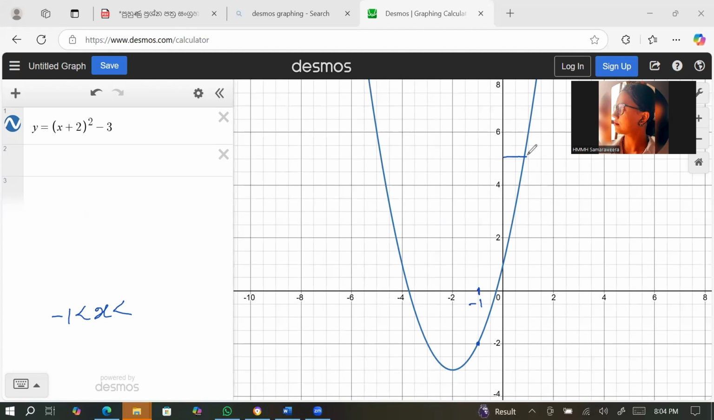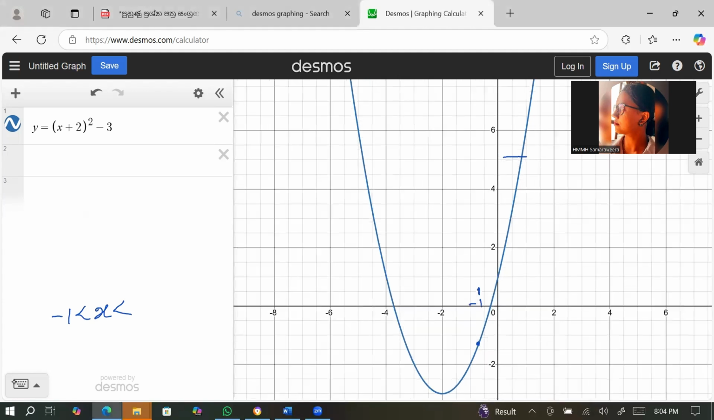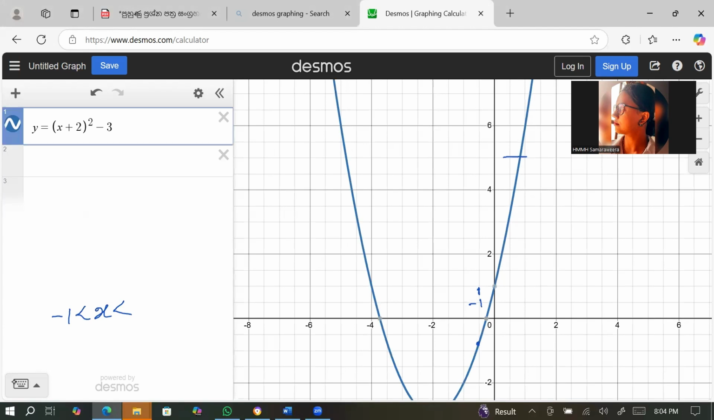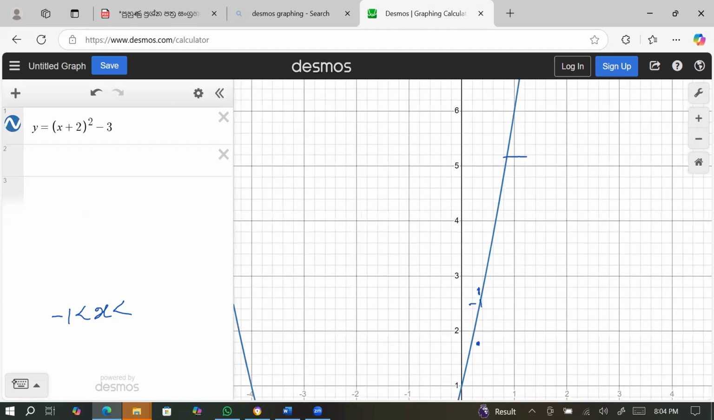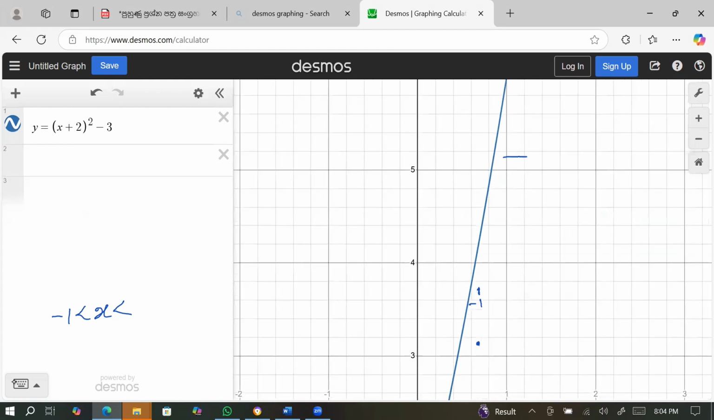What is the x value? When y is +5, the x value can be taken as about 0.8, right? 0.8, yes, 0.8.